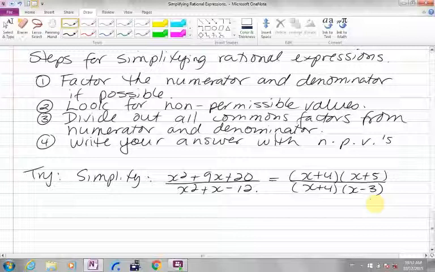Let's say x was 3. Then x plus 4 would be 7, and x plus 5 would be 8. So the top would be 7 times 8. And the bottom would be 7 times, oh, I picked a bad choice, 0. I picked a non-permissible value. But you get the idea that those factors are really just numbers. Because if we knew what x was, then we could convert those to numbers.